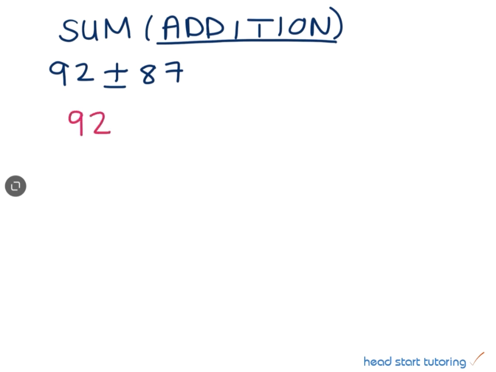So we say 92 plus 87, we plus those together, and we have 2 plus 7 is 9 because we always start with our units, and 9 plus 8 is equal to 17. So our answer is 179.